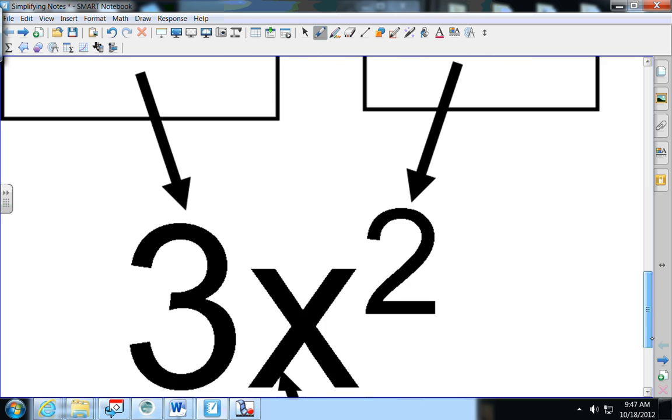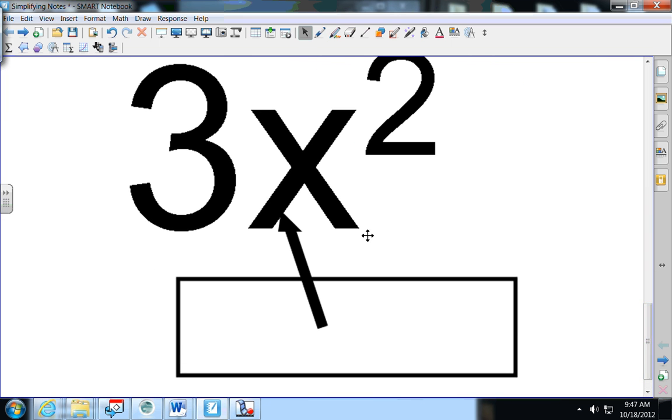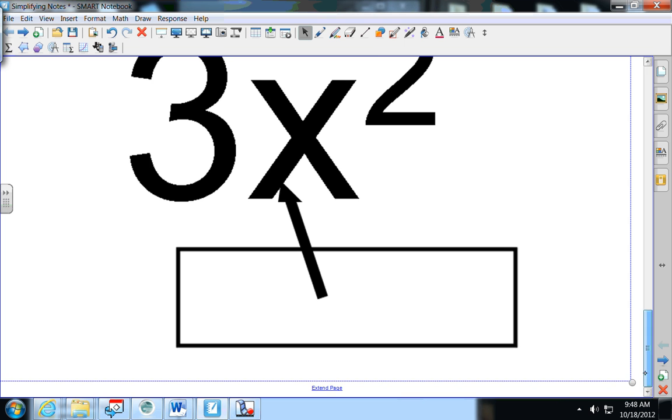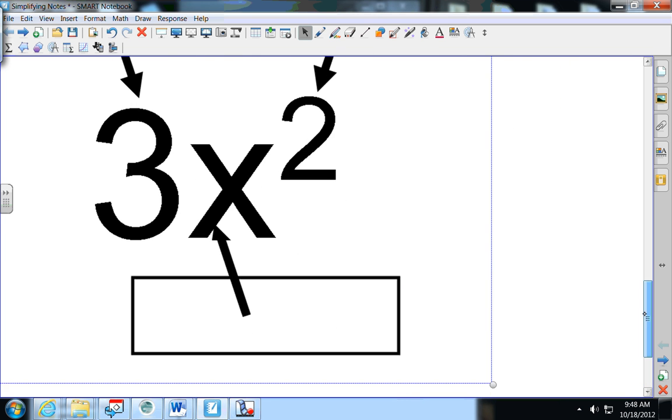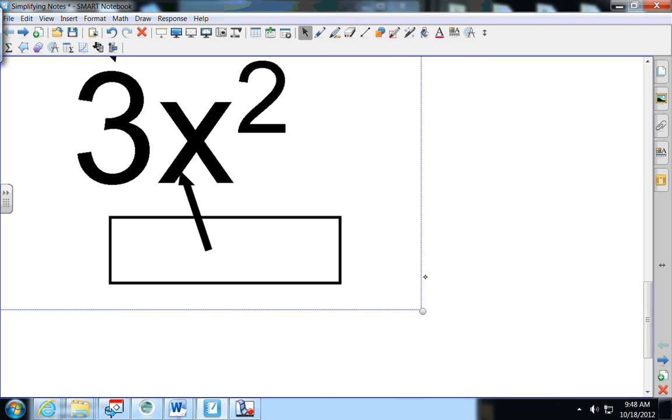Now, oh, this thing's rather large here. Let me see if I can make it a little smaller so it all fits in there. Someone got a little happy on enlarging these.